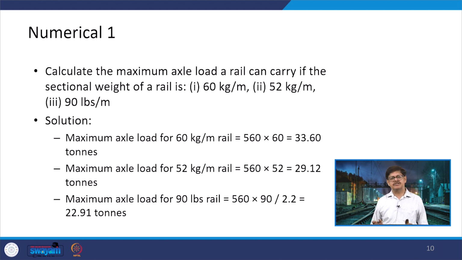Now, we will be looking at that. First of all, let us look at one of the numericals here. What is being asked is, we have to calculate the maximum axle load which a rail can carry if the sectional weight of a rail is 60 kg per meter or 52 kg per meter or 90 pounds per meter. Now, this 90 pounds per meter is a rail section which has been taken from the British standards. The British were the people who started the railways in India, so they used their own standards in our country, and a few of those rail sections are still in use. So, that is why I have taken this 90 pounds per meter as an example.